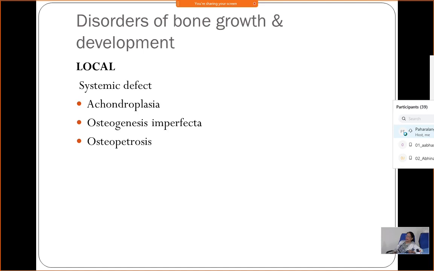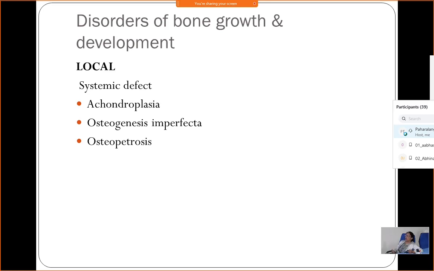Then we have already completed the inflammation or infections of the bone. Now we have completed the bone tumors. Next important thing is to know a little bit about disorders of bone growth and development. There are so many defects in the bone. A person can be born with certain dysplastic bone disorders. For example, one is achondroplasia, where bone development is hindered and the patient will be born a dwarf.